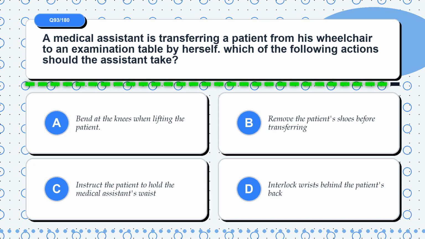Question 93. A medical assistant is transferring a patient from his wheelchair to an examination table by herself. Which of the following actions should the assistant take? Here are the options. Option A, bend at the knees when lifting the patient. Option B, remove the patient's shoes before transferring. Option C, instruct the patient to hold the medical assistant's waist. Option D, interlock wrists behind the patient's back.